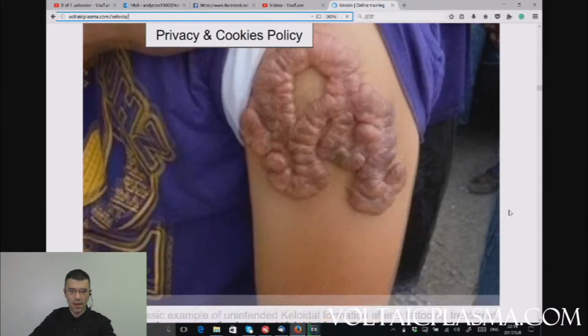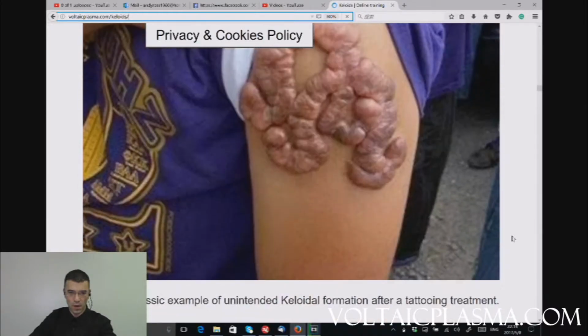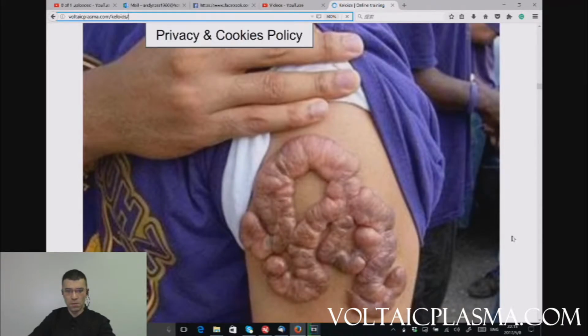This is a keloidal formation on the arm, where a tattoo was performed. This is quite typical. Whenever you cause an injury onto the skin on people that are prone to forming keloids, then you can have them also after a tattooing session or a tattoo removal session.